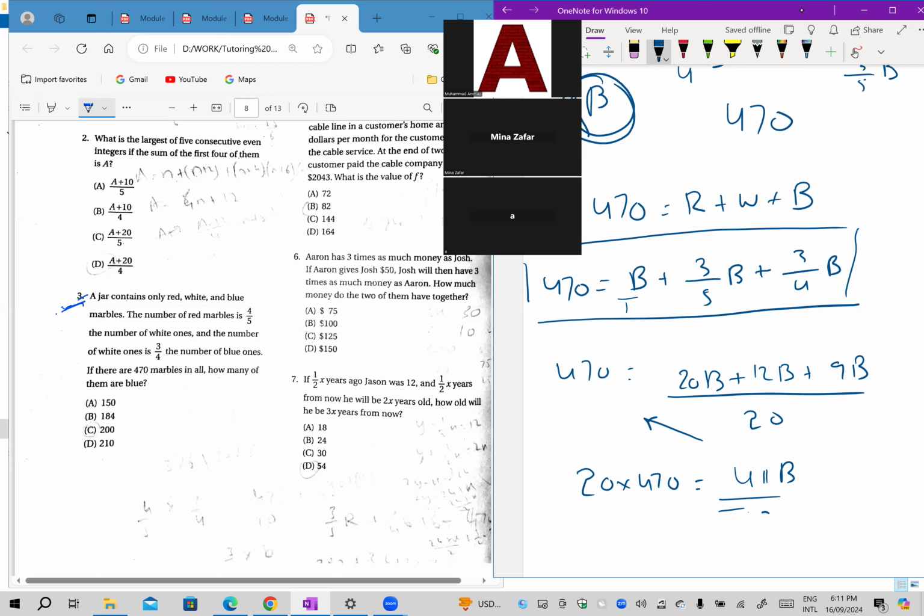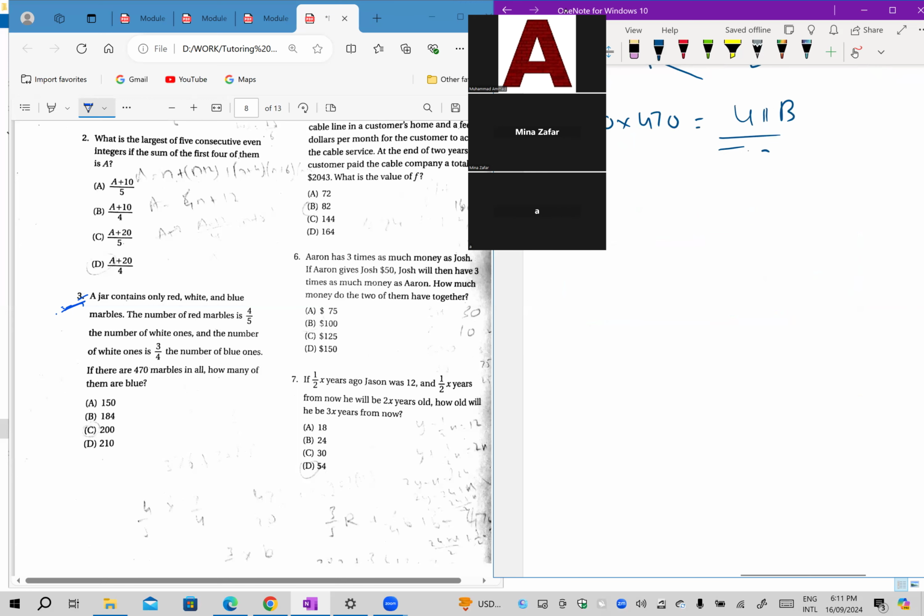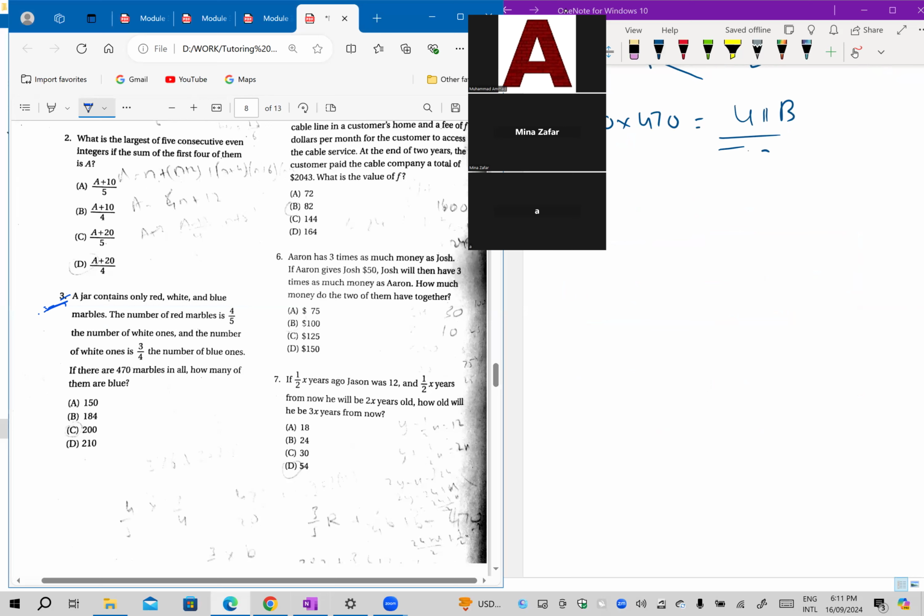Next up, what's the next question? So question number 6. Aaron has 3 times as much money as Josh. If Aaron gives Josh $50, Josh will then have 3 times as much money as Aaron. How much money do the two of them have together? Okay, I understood till the Josh part, but I wasn't able to work out the Aaron part.